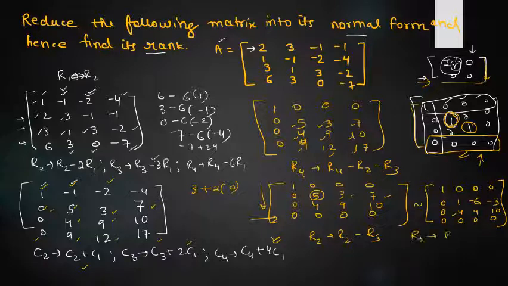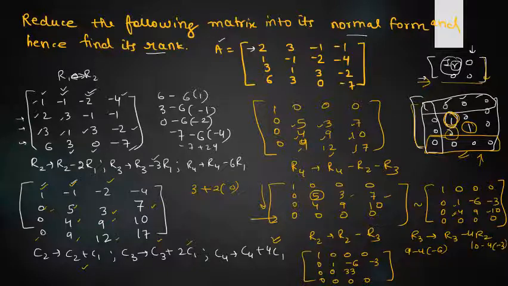R3 minus 4R2. Correct? Because you have to make these as zeros, right? So this will become, this is as it is. These are as it is. And zeros. Now, you are not doing anything to R2. R3 minus 4R2. That means 4 minus 4, 0. 9 minus 4 times minus 6, 9 plus 24, 33. Then R3, which is 10 minus 4 R2, which is minus 3. Minus minus plus 12 and 10, 22.